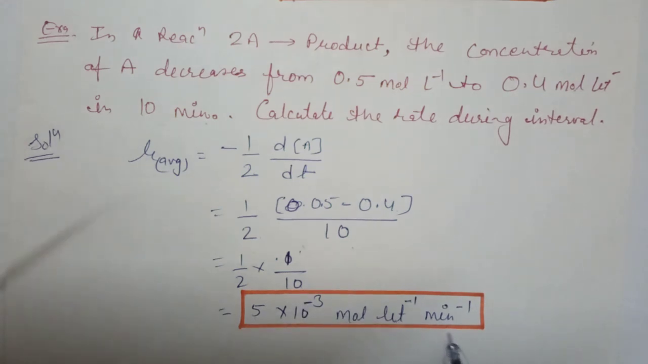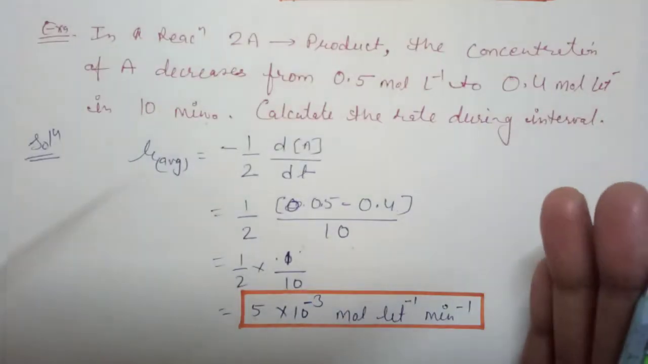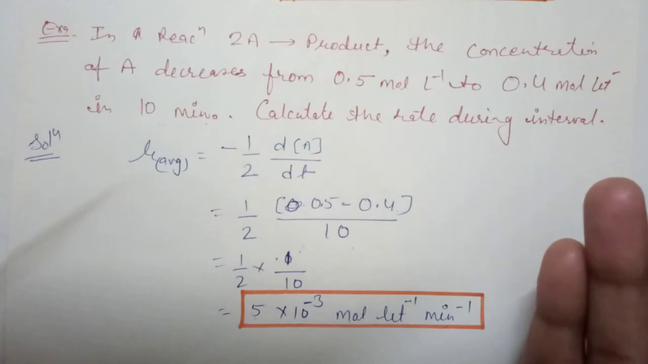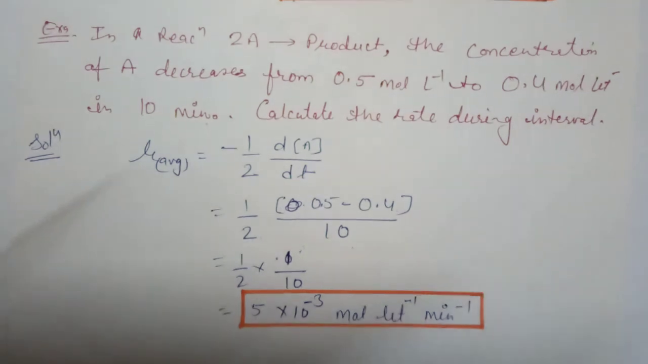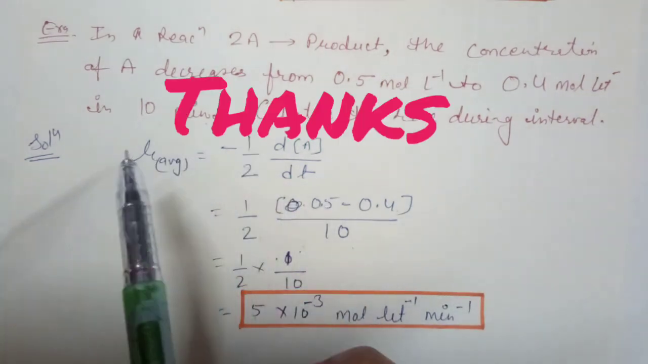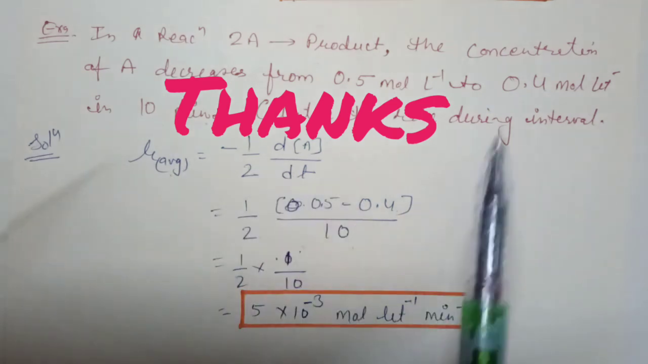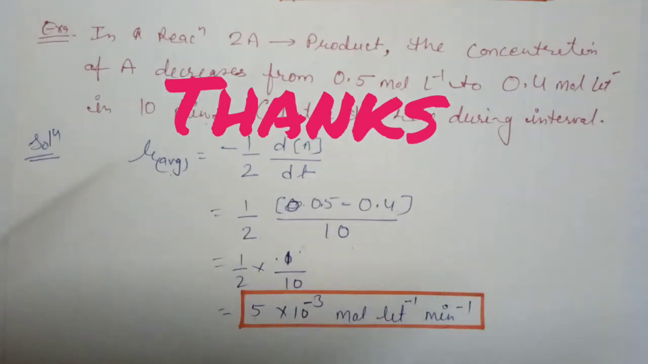In this way, we can calculate the average rate of reaction, or the rate of disappearance and the rate of formation of the products. We just need to know the stoichiometric relations between the rate of reaction and the change in concentration of reactants and products. Thank you.